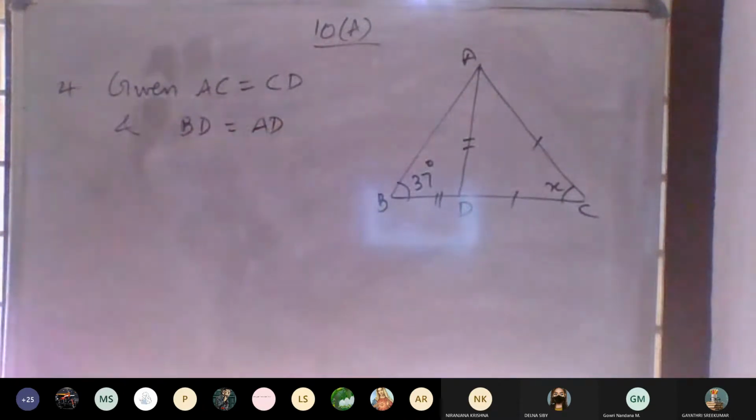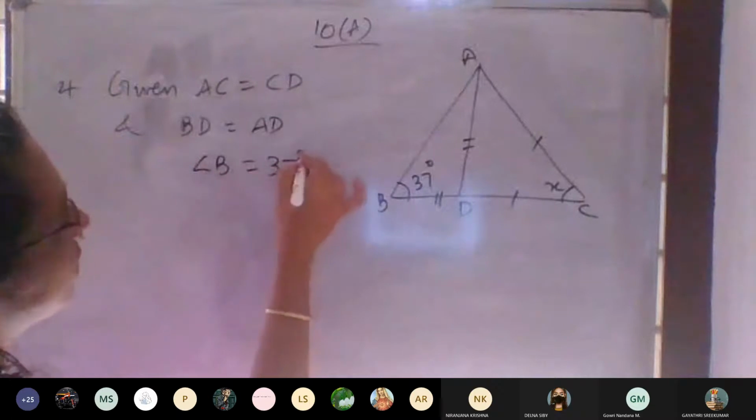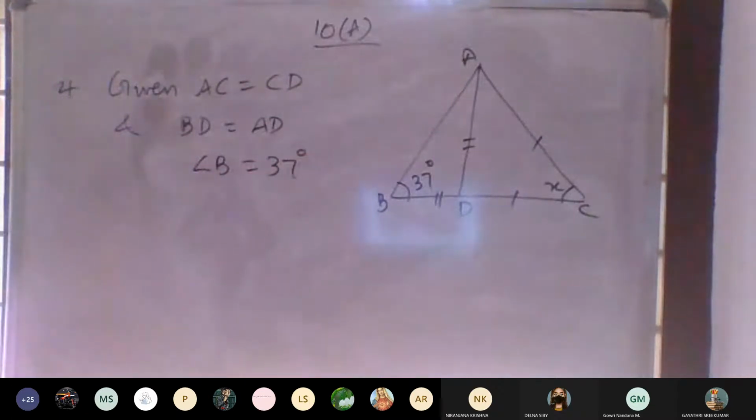That is given. Angle B is equal to 37 degrees, also given. Then how can we find the other angles? Angle B is equal to 37 means which angle will be 37? Two sides are equal. There are two angles at A, so which angle will be 37?